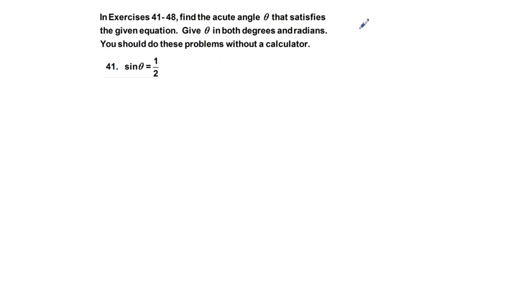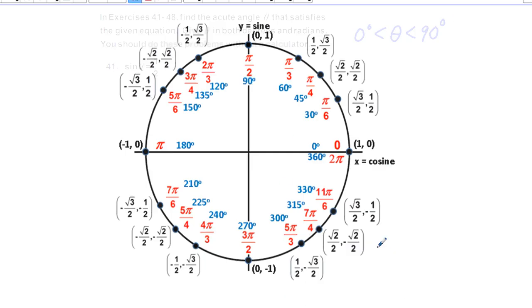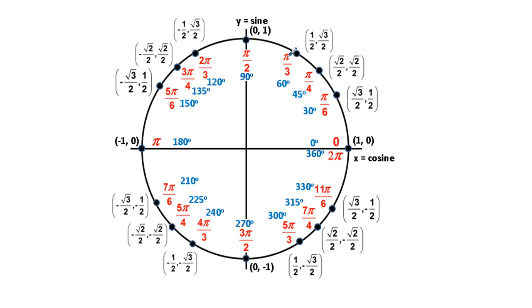So for an acute angle, what is an acute angle? For an acute angle, you're going to have a theta that's greater than 0 degrees and less than 90 degrees. And so to do problems without a calculator, if we look to our unit circle, we are talking about these angles right here. In blue, we have these angles in degrees, and in red, radians. So 30 degrees is equivalent to pi over 6 radians. 45 degrees is equivalent to pi over 4 radians, and 60 degrees is equivalent to pi over 3 radians.